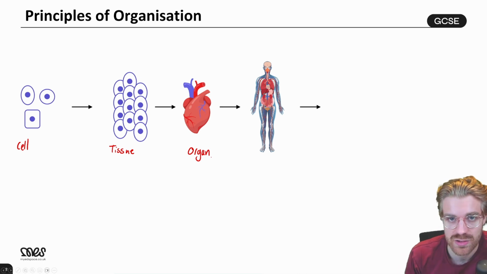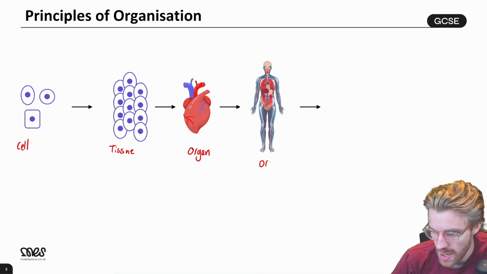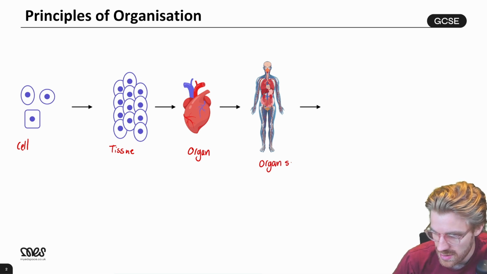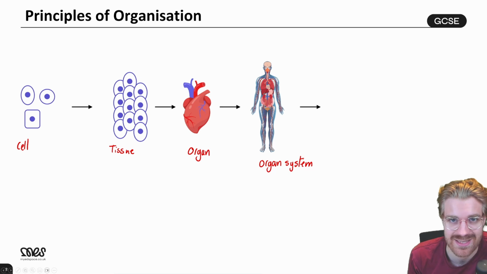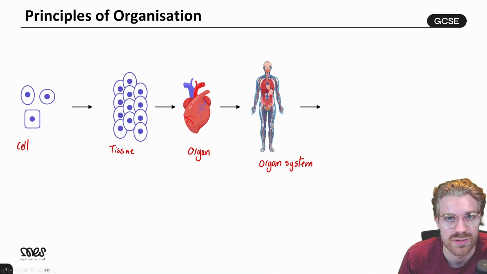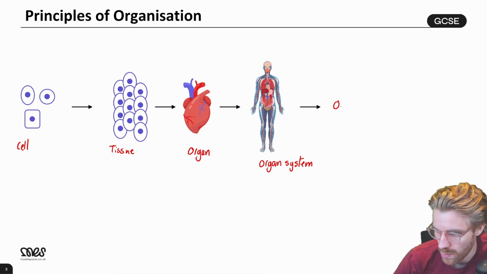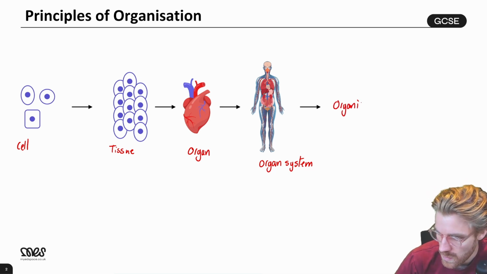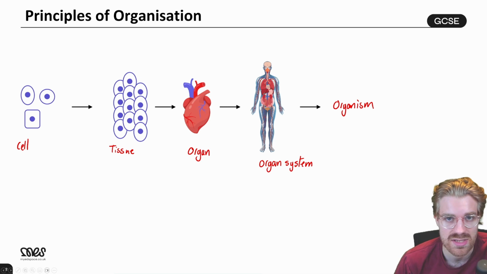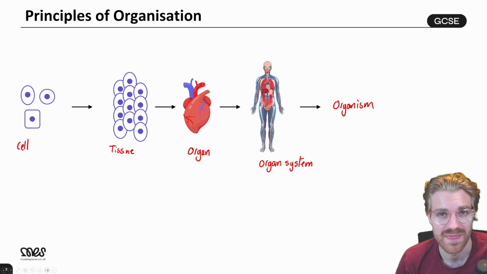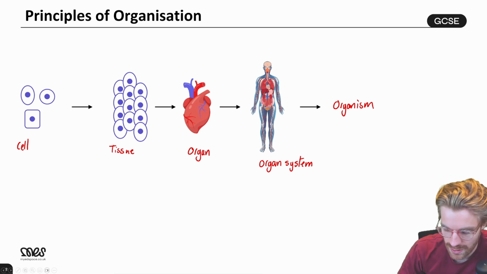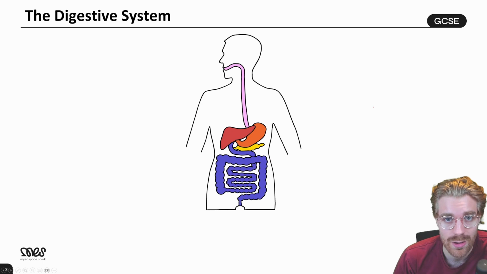And then a collection of organs come together to form an organ system. So for example, the heart there makes up part of the cardiovascular system, and that cardiovascular system consists of different organs. And then a collection of organ systems, well, that's going to form an organism. So another example of an organ system could be the digestive system, and that's what we're going to break down in detail. So our digestive system, let's go through our different organs.